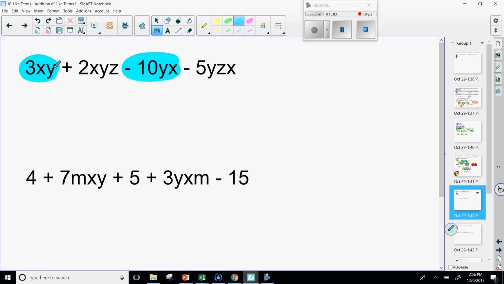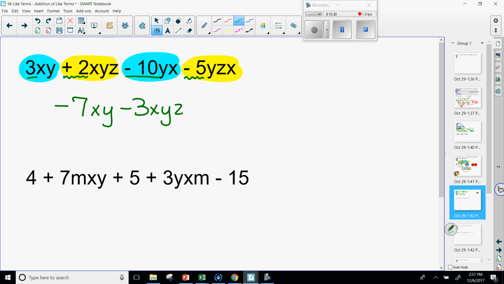Okay, we'll go to the second term, which is XYZ, and the last term is XYZ. So now we work with the coefficients, and if we work with the coefficients, 3 minus 10 is negative 7XY, and then I have positive 2 and negative 5 is negative 3, XYZ. I almost got that right. That is correct. That is your first answer. Be careful of the signs.